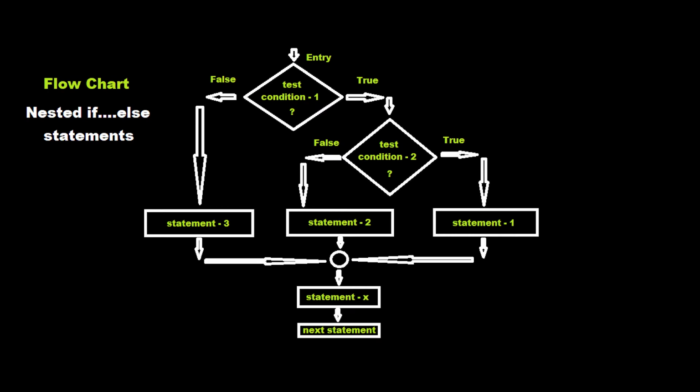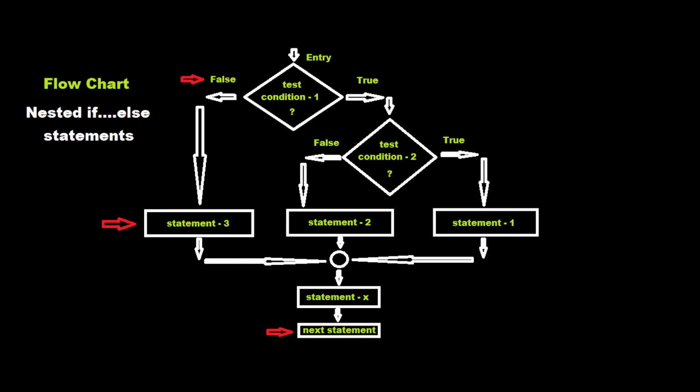So here you can see when the test condition 1 is true, then it goes to the test condition 2, and again it will check the test condition 2. If it is true, it will go to statement 1. If it is false, it will go to statement 2. Then finally, it will go to statement X and then to the next statement. But initially, if the test condition 1 is false, it will directly go to statement 3, and then it will go to statement X and then to the next statement. So this is how it becomes very easy to understand the flow of the nested if else statement.